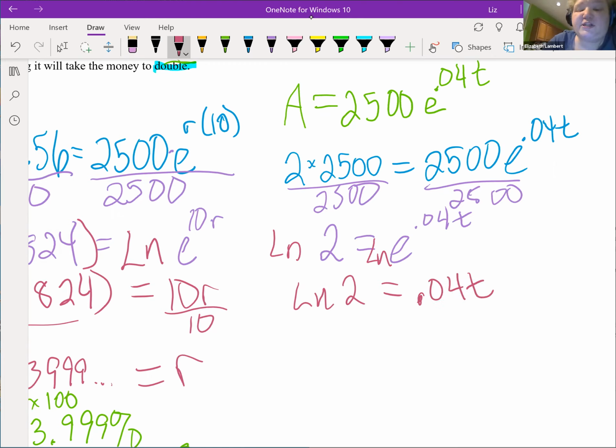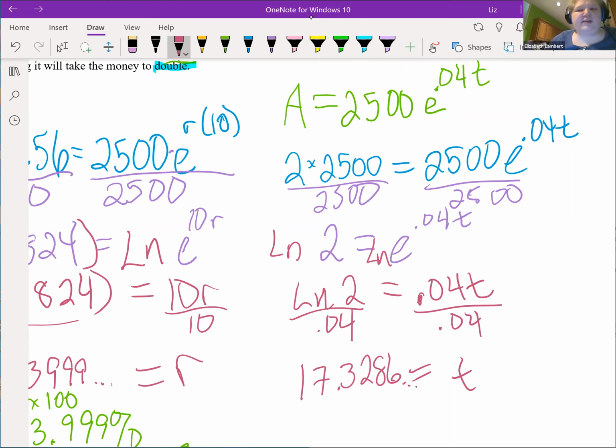So we have 0.04t, and then natural log of e would be 1, so we don't even have to write times 1. And then last, just divide out that 0.04. And now we are going to get a t number. All right, so let's clear this. So natural log of 2 divided by 0.04. So I have 17.3286, blah, blah, blah.